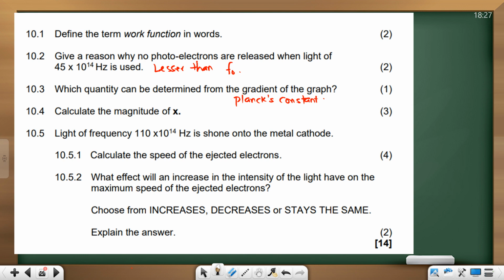Light of frequency 110 times 10 to the power 14 hertz is shone on the metal. I want you to do this for me. Calculate the speed. What are we looking for? What symbol? V. C is the speed of light. We said that yesterday. V now is the speed of the electron. This is not Doppler. V is just speed.